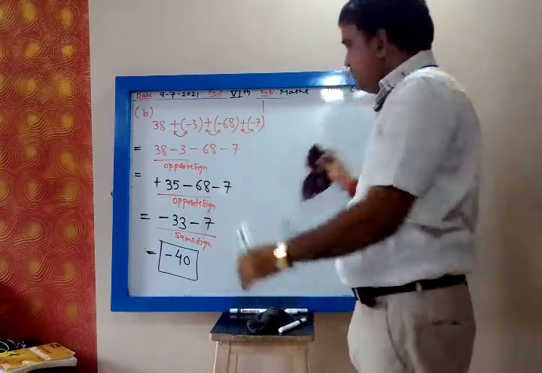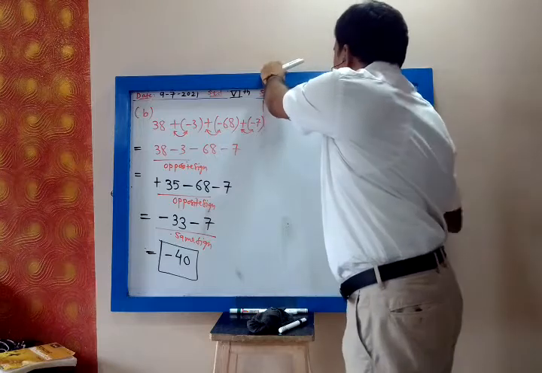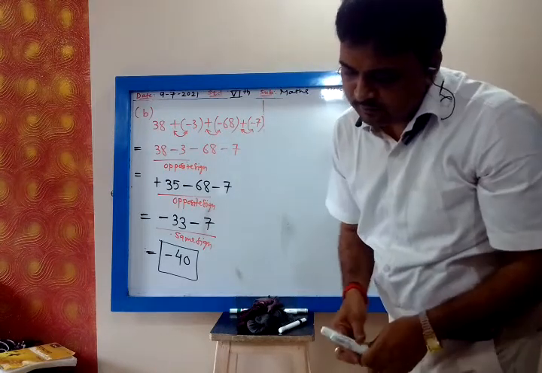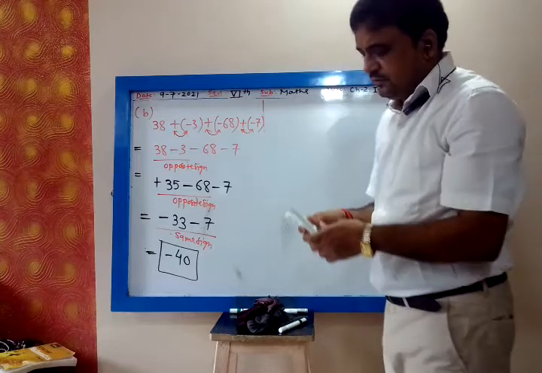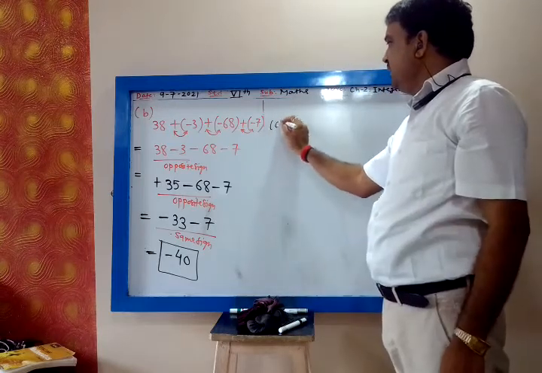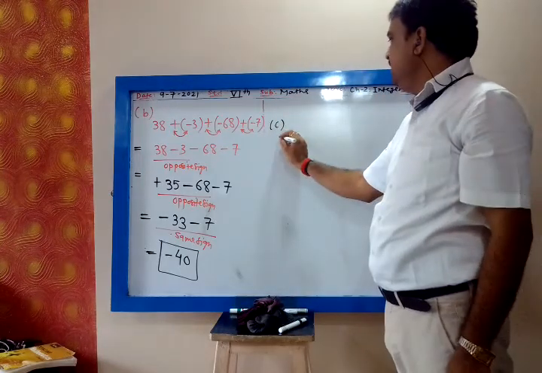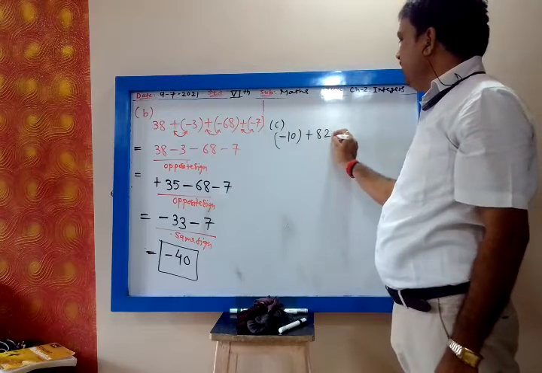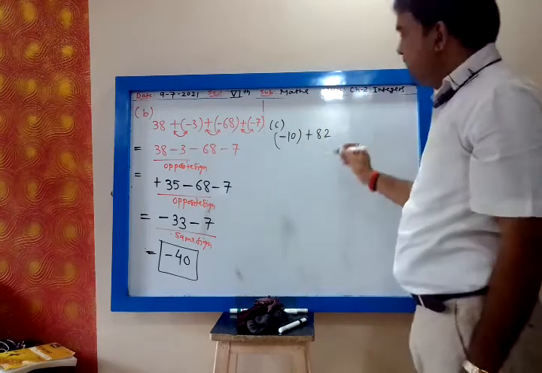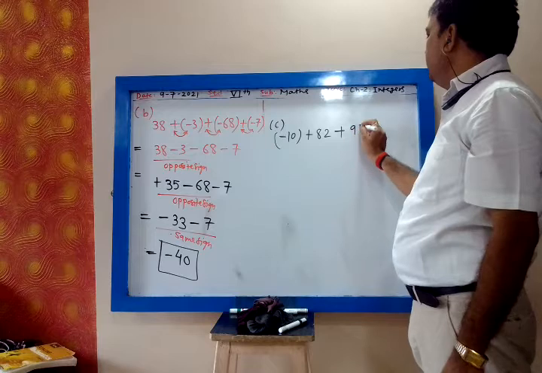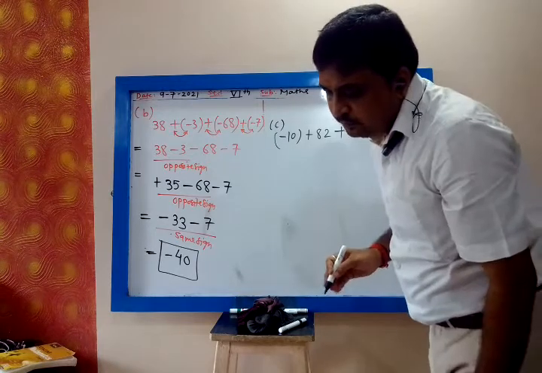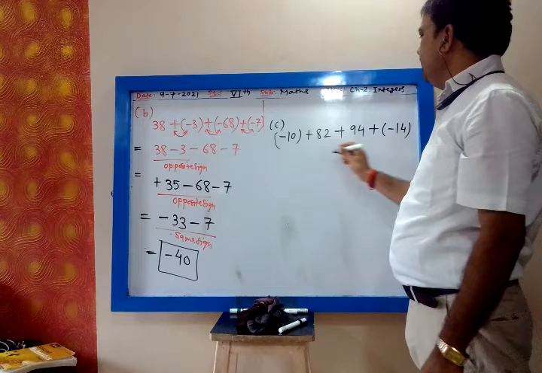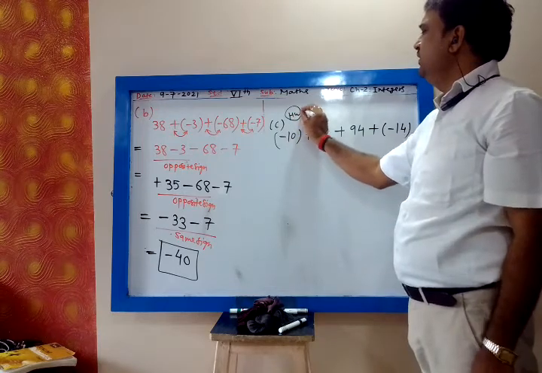So now, yes, mute the microphone. Let me write all the problems. Mute the microphone. Now C is minus 10 plus 82 plus 94 plus minus 14. This I am giving as homework, C part. Okay, you can do it easily.